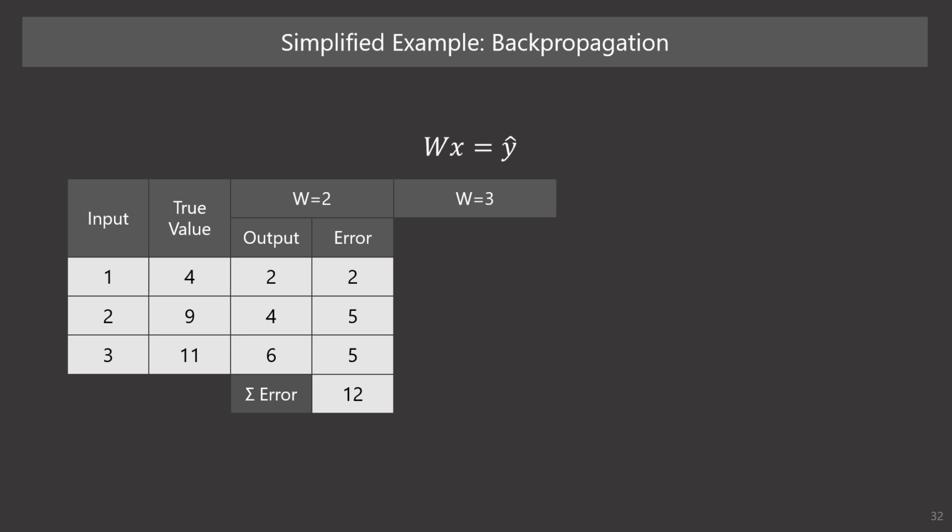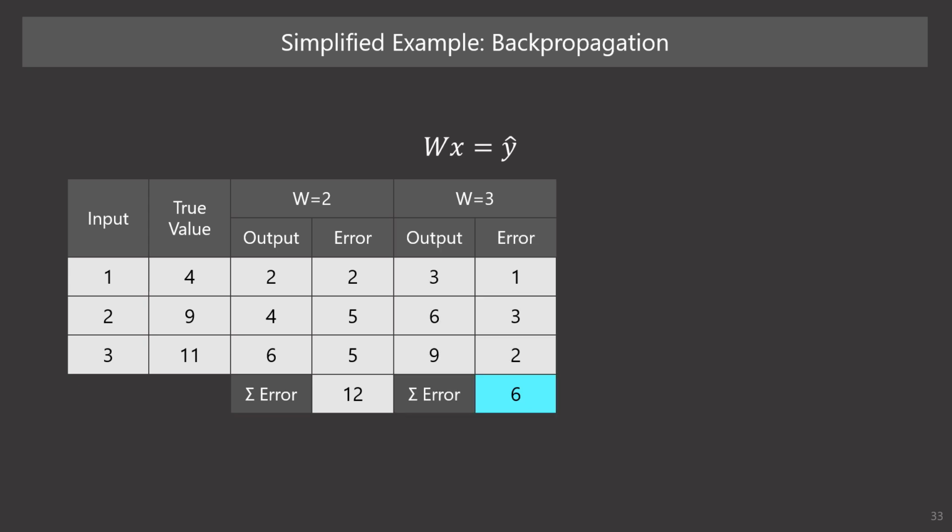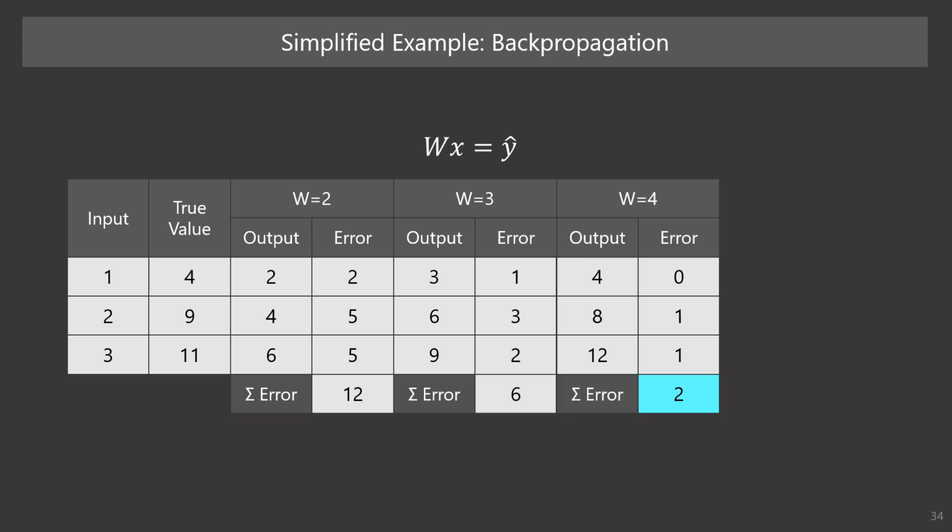Let's update the weight and set it to 3. Then, compute the outputs and the errors. The sum of error decreased. So, 3 is the better value than 2 as the weight. Let's update the weight again. Let's set it to 4 and compute the outputs and the errors. The sum of error further decreased. So, up to now, 4 is the best value of weight.